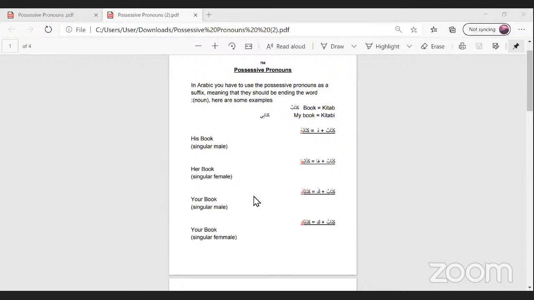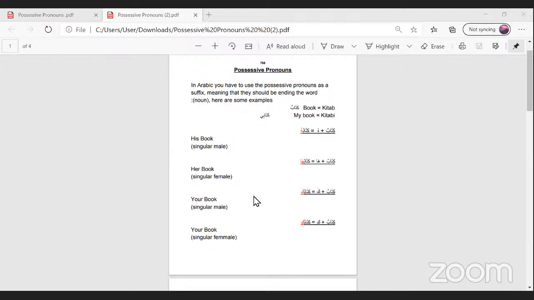And then after that, on the next page, let me just go down. Kitabi, my book, and kitabuna, our book. So let me go through it again. Kitabuhu, which means his book. Kitabuha, her book. Kitabuka, your book. Kitabuki, your book for a female. And then my book will be kitabi, add a ya. And our book is kitabuna.